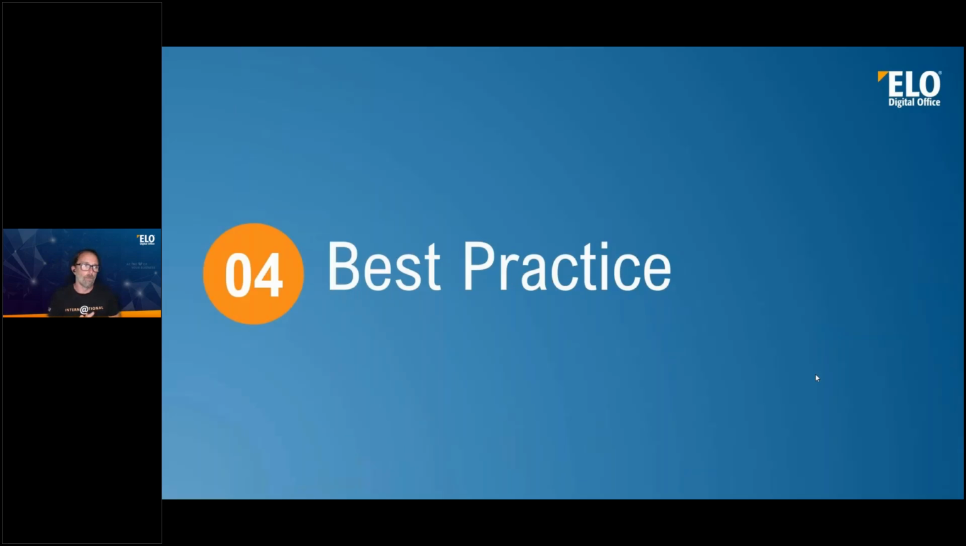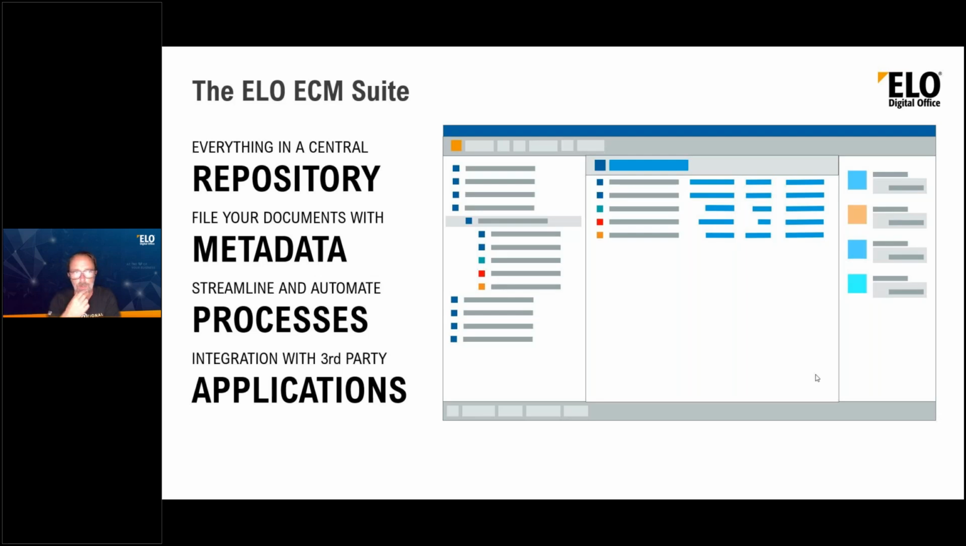Some best practice for records management with the ELO ECM Suite. The ELO ECM Suite has some benefits when you want to start with records management. Everything is in a central repository. You can file your documents with metadata. You can categorize them with different metadata forms, with different information in the metadata form. You can streamline and automate the processes, and you can integrate the ELO ECM Suite in third-party applications, or you can reuse data, for example, from your ERP or your CRM.